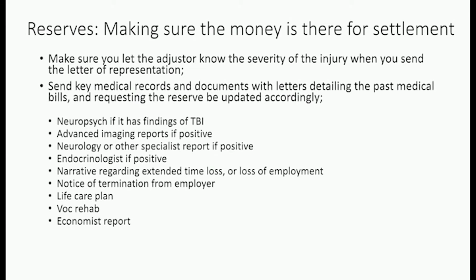So if there's a neuropsych that has findings of TBI, you'd want to send that in before you send in your demand letter. Advanced imaging reports if they're positive, neurology or other specialist reports if positive, an endocrinologist report if you've got an endocrinology issue involved in the case, narratives regarding extended time loss or loss of employment, because you need to make sure that they're going to set aside enough money for the wage loss economic damage claim. Notice of termination from the employer, again for the same reason, life care plan, VOCA rehab, and economist report. You want to make sure that you get all these things to the adjuster before you send in your demand letter. Now, that doesn't mean you should be sending in all of the records.